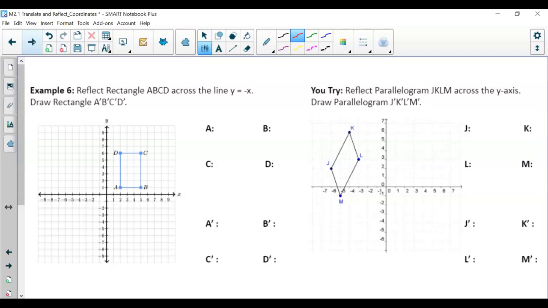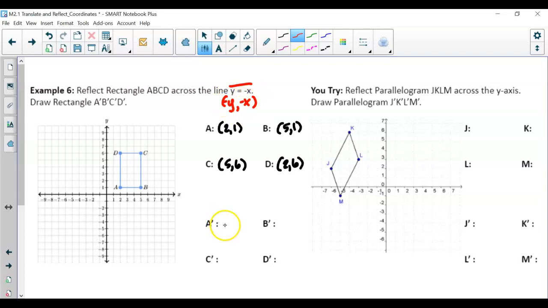And so same thing here with example 6. We're going to identify those coordinates. So like right now, A is at (2, 1), B is at (5, 1), C is at (5, 6), and D is at (2, 6). Now, we are reflecting over y is equal to -x. So what is the rule? Well, we're not only switching the coordinates, but we're also negating both.